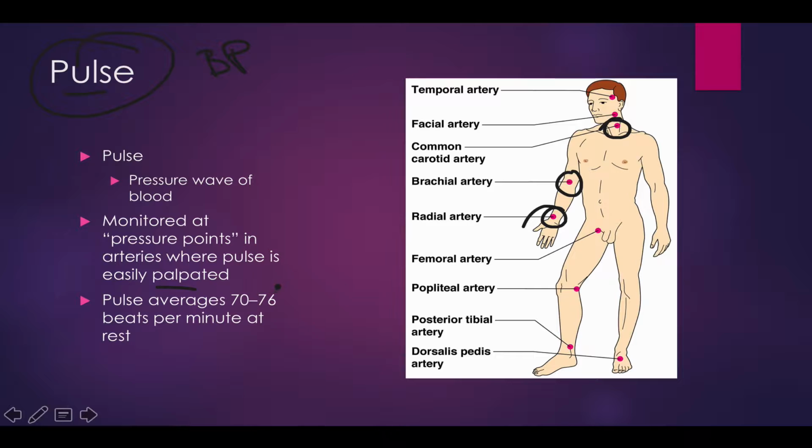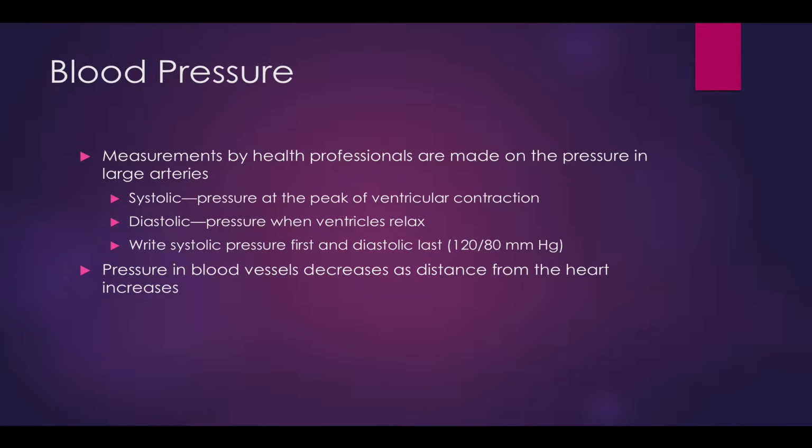Typical pulse is going to be between 70 and 76 beats per minute. I think last video I told you it was 75 beats per minute, so as long as you're within the averaged ranges, you're pretty good, so don't worry too much about 72 not being a right answer. It would be.